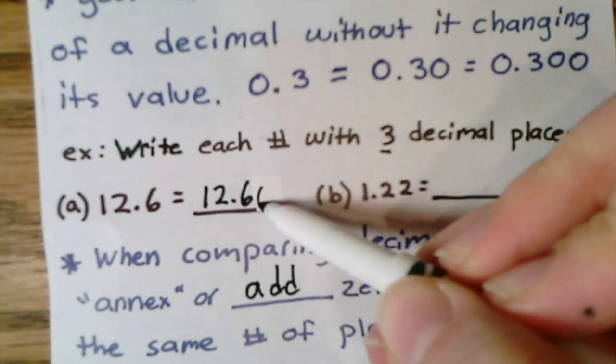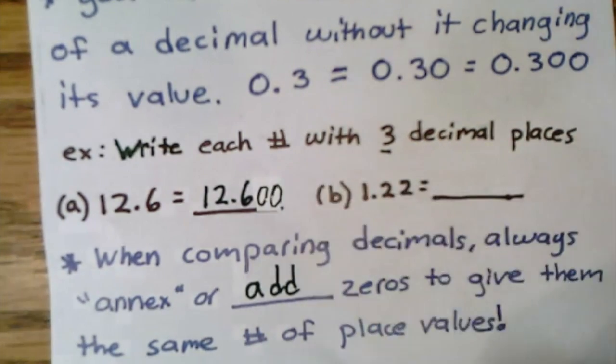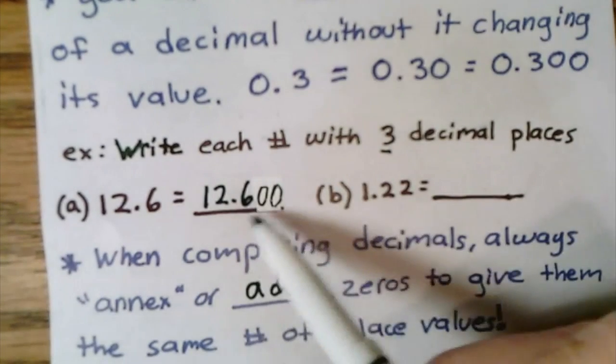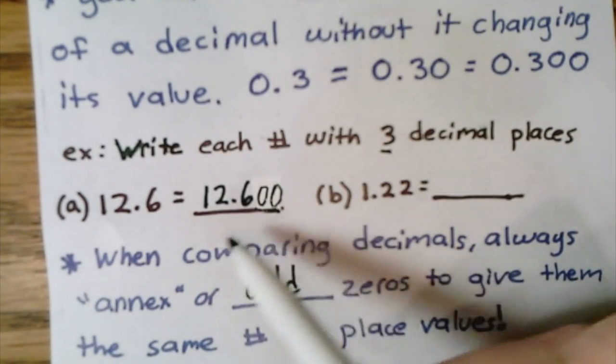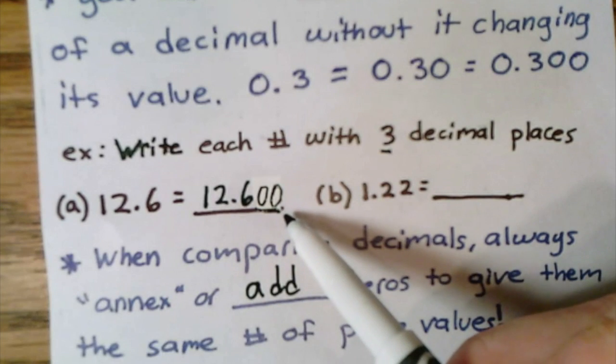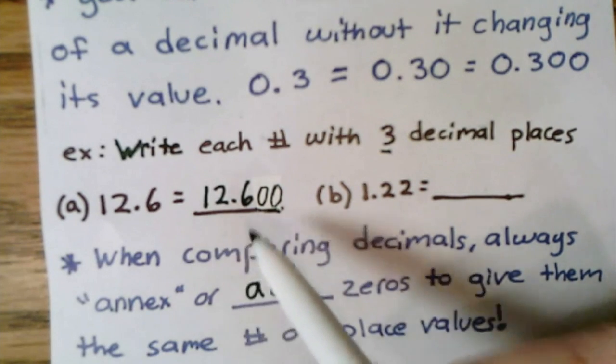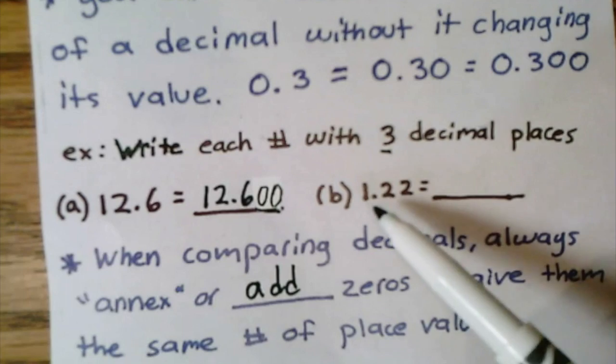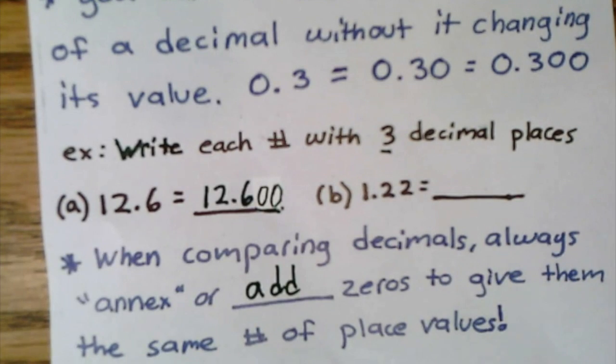And which number can I add here into these spaces in order to not change its value? Good, zeros. So I'm going to add 2 zeros. So now the number has 3 decimal places and the value is the same. 12 and 600 thousandths is the same thing as 12 and 6/10. Go ahead and do this one on your own.